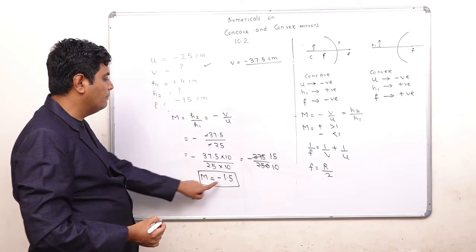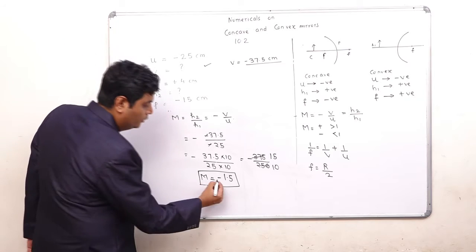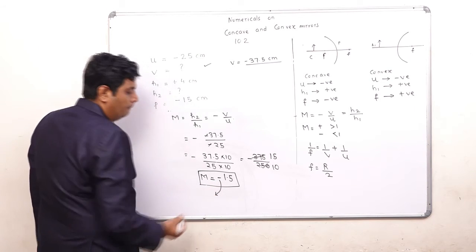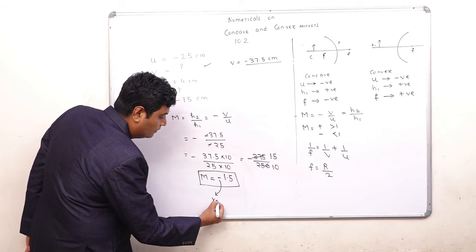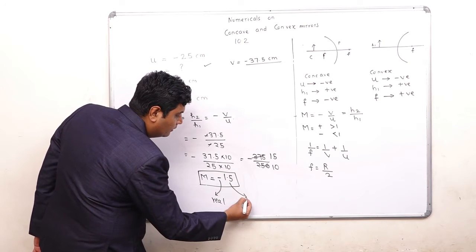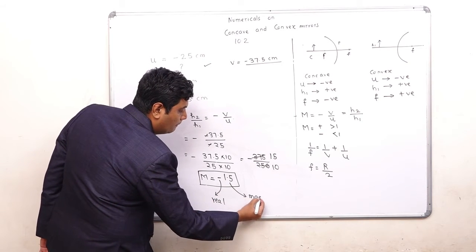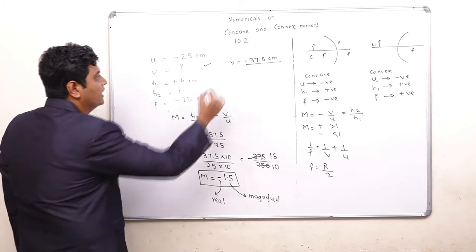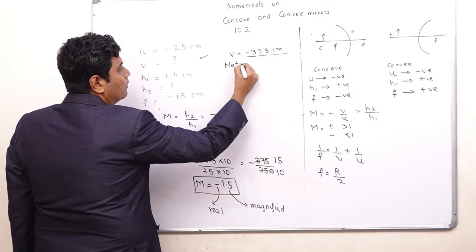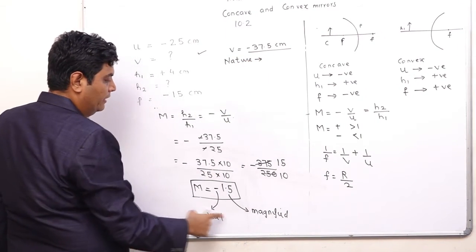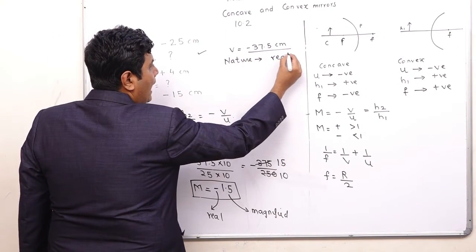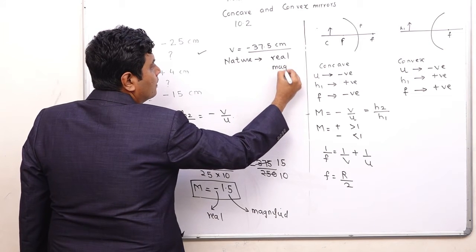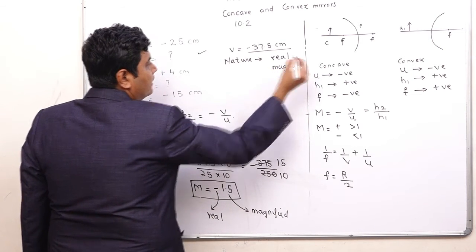What is the meaning of m is minus 1.5? I explained to you, negative sign means it is real. Greater than 1 means it is magnified. So what will be the nature? Nature will be real and magnified. So this is the nature.